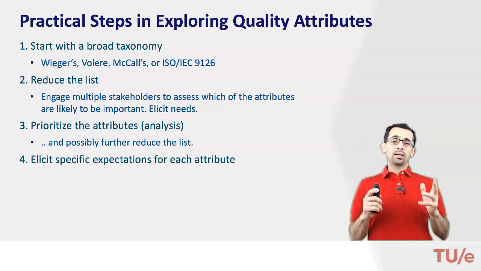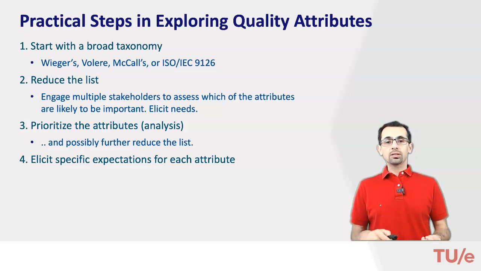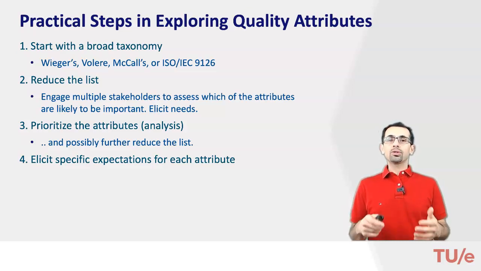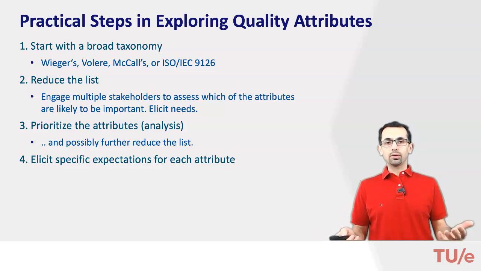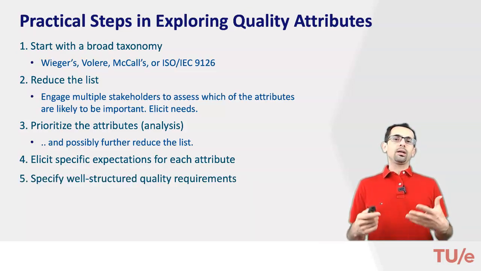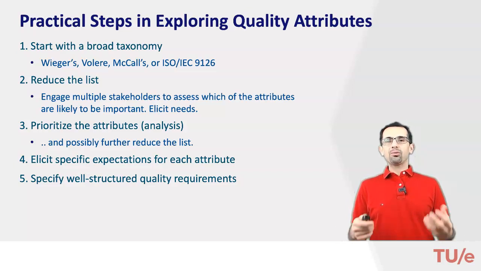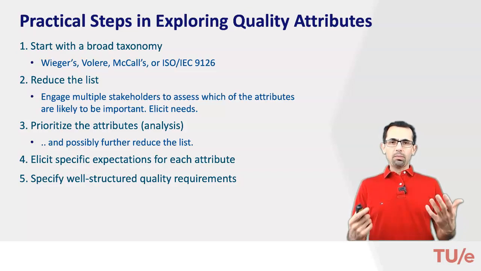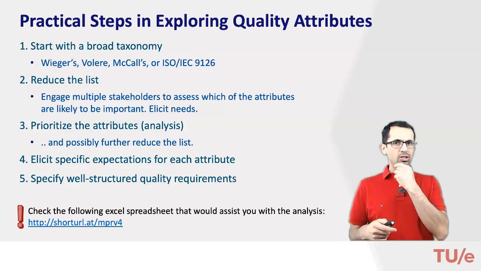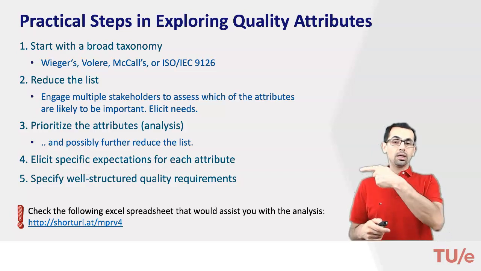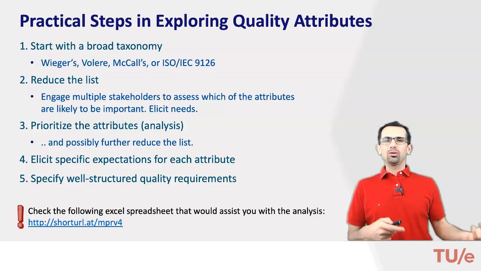Fourth step is eliciting specific expectations for each of the attributes that are deemed important by the users or by different stakeholders. Okay, and the fifth one is the specification. Specify well-structured quality requirements, those that are really measurable, and that's very, very important. Measurable ones. Okay, so there's an Excel sheet. Link is here. That would help you in doing so.